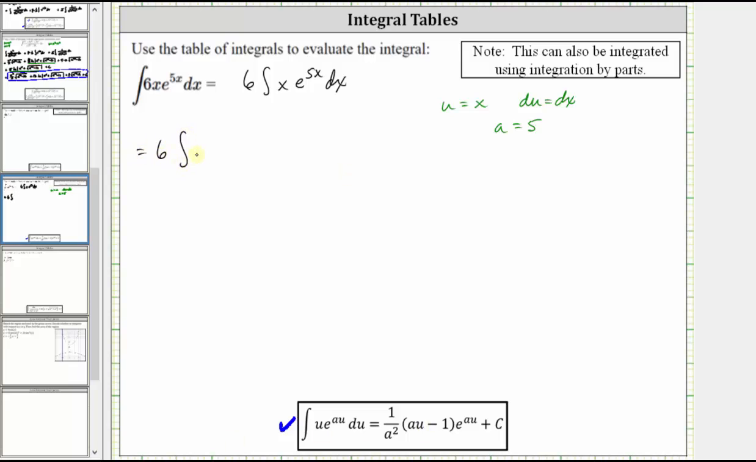We have 6 times integral x is equal to u, so we have u e to the power of 5x, where 5x is equal to au, and dx is equal to differential u. So notice how it does match the formula perfectly. So the antiderivative is 6 times 1 divided by a squared, which is 1 divided by 5 squared, times the quantity au minus 1, which is the quantity 5x minus 1, times e to the power of au, which is e to the power of 5x plus c.